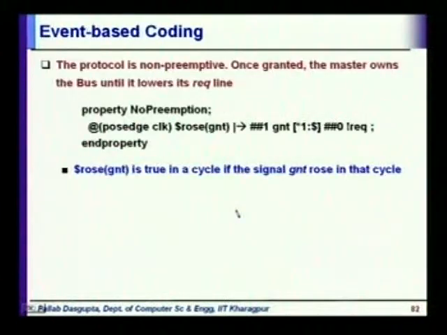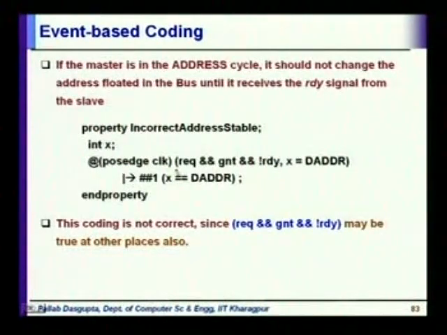So it is with this observation that let us say the verification engineer writes request and grant and not ready. What is the verification engineer trying to do? She is trying to express this as the characterizing sequence for the address cycle. She is trying to characterize the address cycle with this predicate, request and grant and not ready.